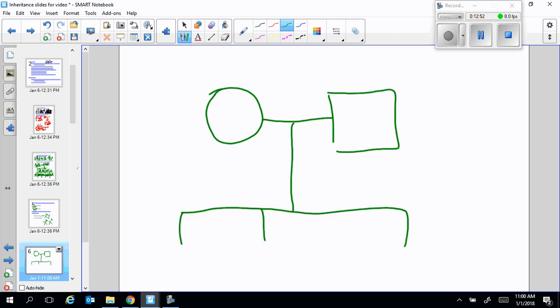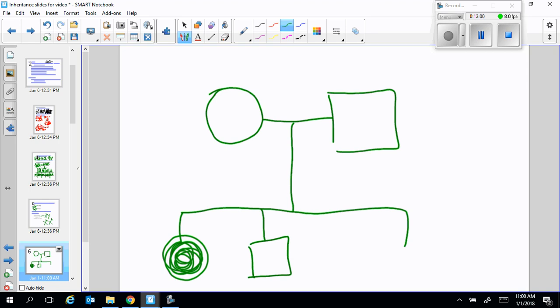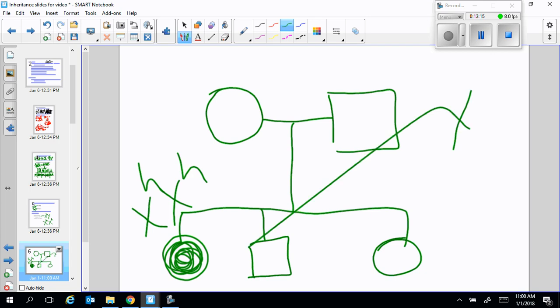So I'm going to show it like this, and I'm going to show that this daughter has this trait, and this son does not, and this daughter does not. So my first question would be, could this be sex-linked? And we just talked about this. If this was sex-linked, she would have had to have gotten both forms of those genes from each one of her parents.